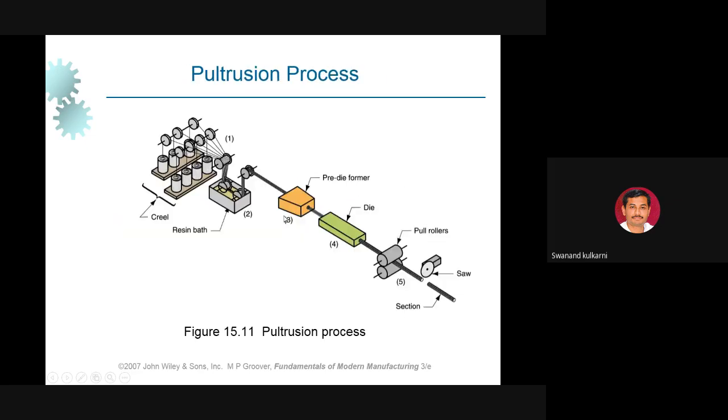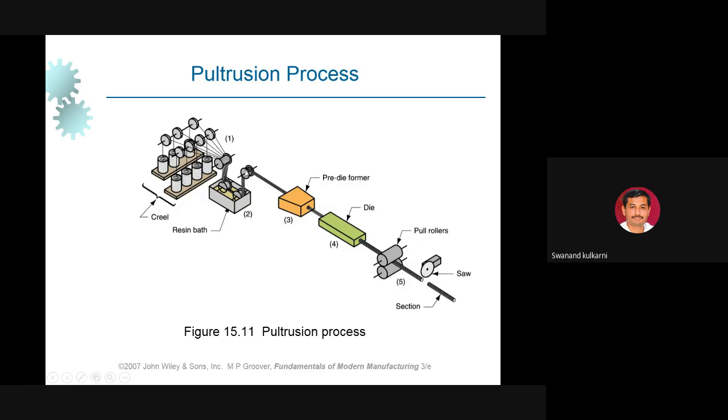Then one more important method is the pultrusion process. You can see this figure shown here, showing how the pultrusion process happens. This particular section is shown here. Then rollers are present here. Through these rollers, these sections are passing. The rollers will pass these particular sections here. Then it will pass inside the die, and through the die it will go to the pre-die former.